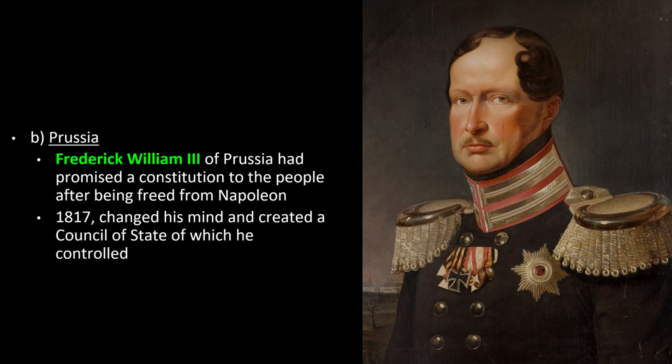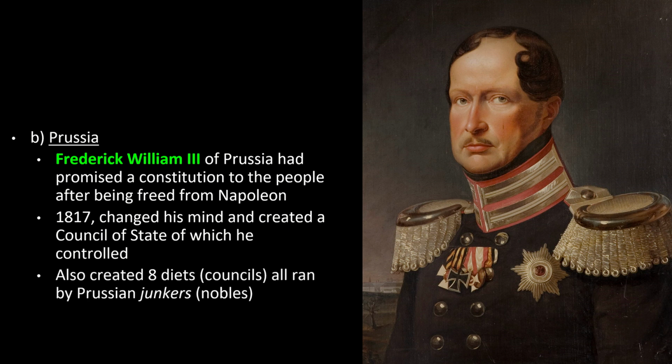So guys, in 1817, after Napoleon was long gone out of Prussia, he changed his mind. And instead, he created what's called a Council of State. He created his own little government that he kind of controlled and made himself pretty much the ruler of Prussia. All right? So he controls the government. But what about other parts of the country? Well, in order to control, guys, the different provinces of Prussia, he created 8 Diets.